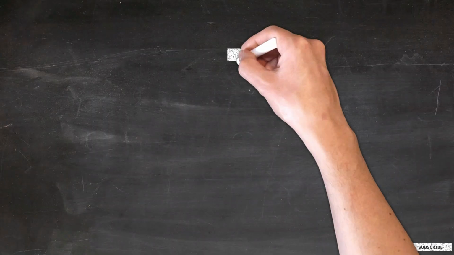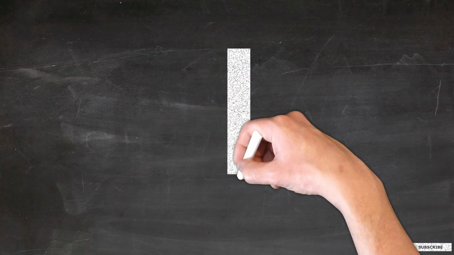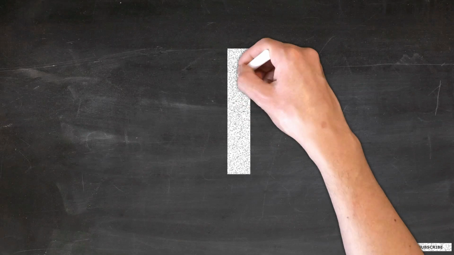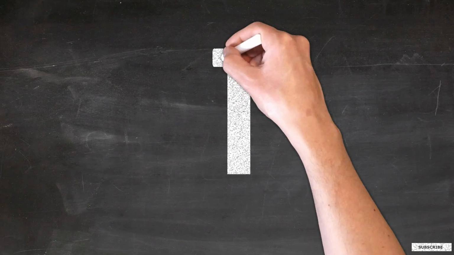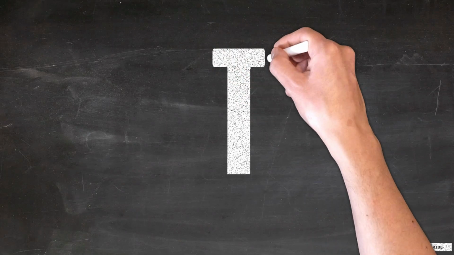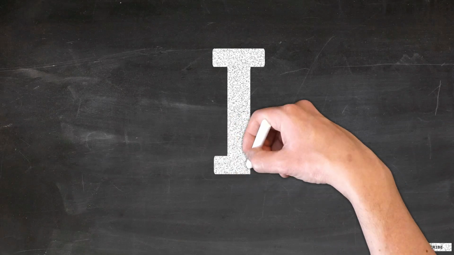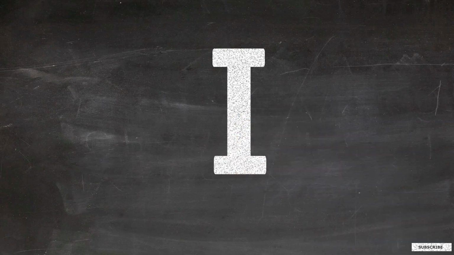Start from the top, draw a standing line down, go to the top again. Draw a slipping line across, go back to the bottom. Draw another slipping line across. This is capital I.